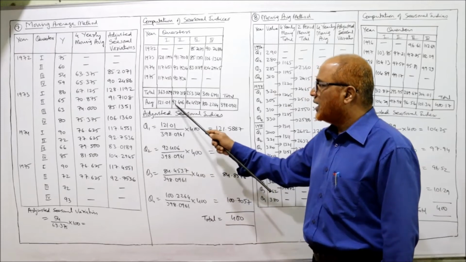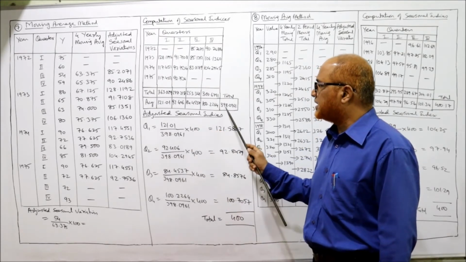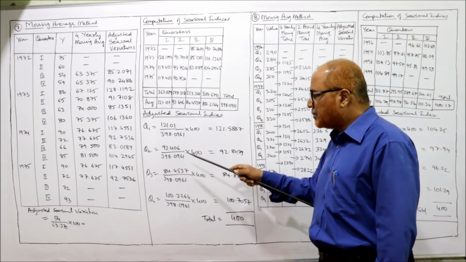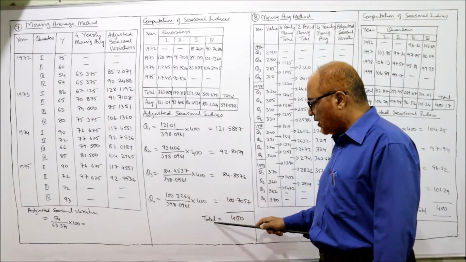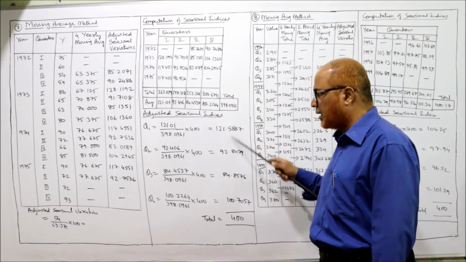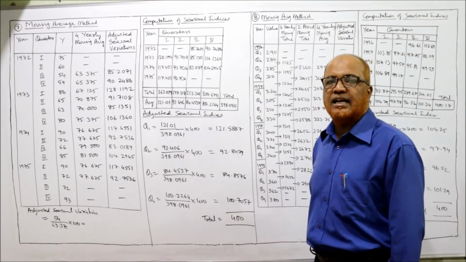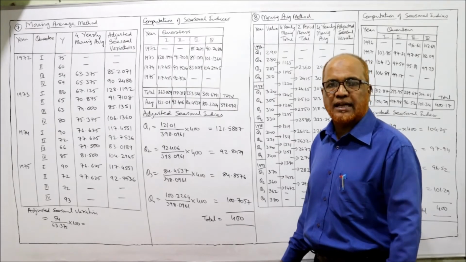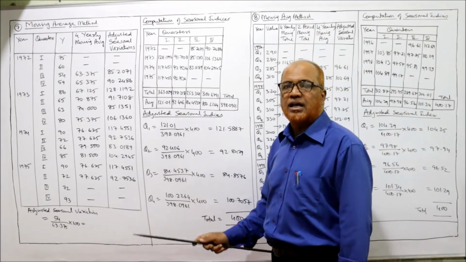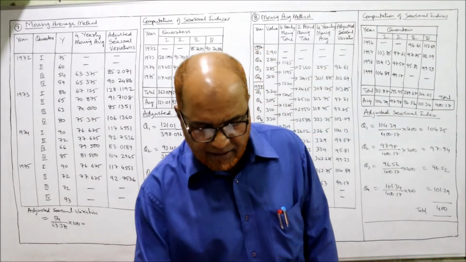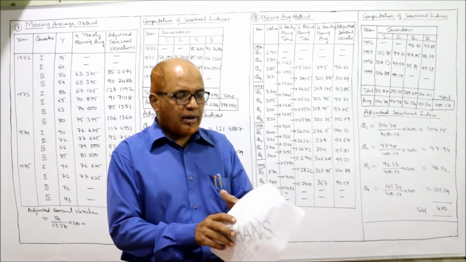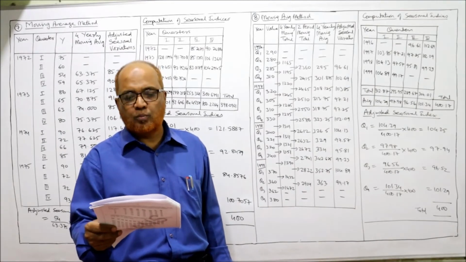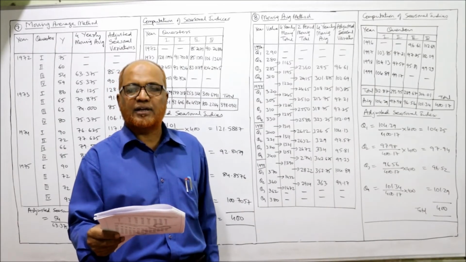Similarly for quarter 2, 92.406 divided by 398.0961 into 400, that gives 92. Similarly, we have to calculate for Q3 and Q4. The total you must get is 400. These are the seasonal indices according to the moving average method. That's it. This is the end of problem number 7. Now see the 8th problem. Problem number 8: calculate seasonal index by ratio to moving average method from the following data.